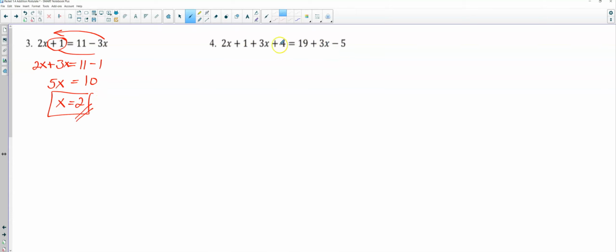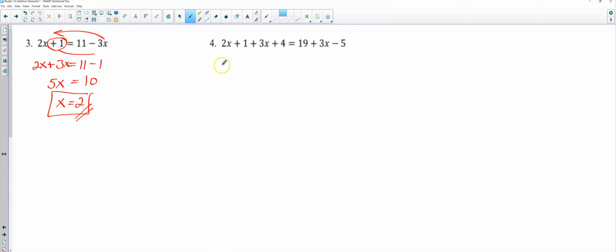Here is another one. You try it. See if you could combine like terms and then start moving stuff around. Put a pause. Try it. See if it works out for you. If it works out, then compare it. I'm going to give you a few seconds.